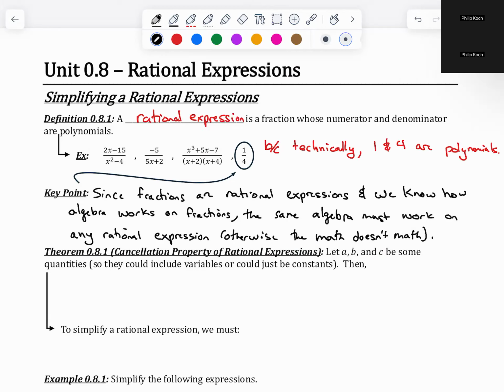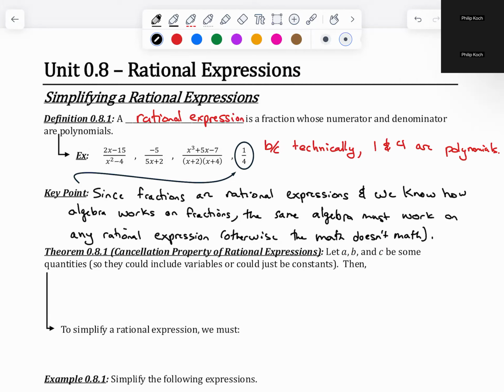Since fractions are rational expressions, they're not exciting ones. They're just numbers at the end of the day. But we know how that stuff works. We learned how to add and subtract fractions, how to multiply them. Multiplying, we multiply across. We also want to simplify vertically and diagonally when we're multiplying. If we're adding or subtracting, we need to find a common denominator. All that stuff that we learned is still relevant here.